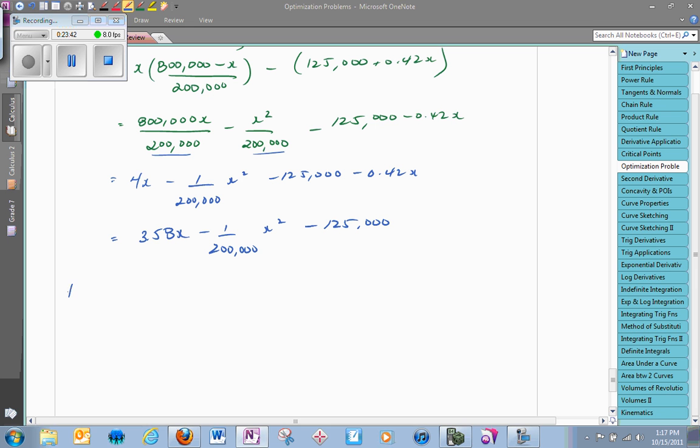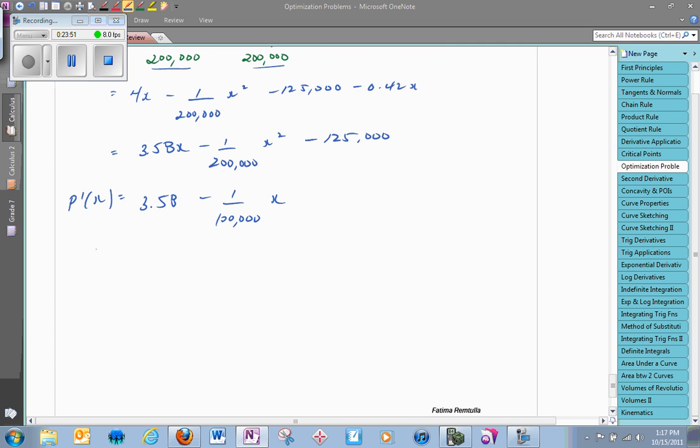I'm going to take the derivative, which gives me 3.58 minus 1 over 100,000 x. I'm going to set that equal to 0. I'm going to solve for x, so 1 over 100,000 x is 3.58, so 3.58 times 100,000, x comes out to 358,000. So I need to make 358,000 Licksburgers in order to maximize the profit.